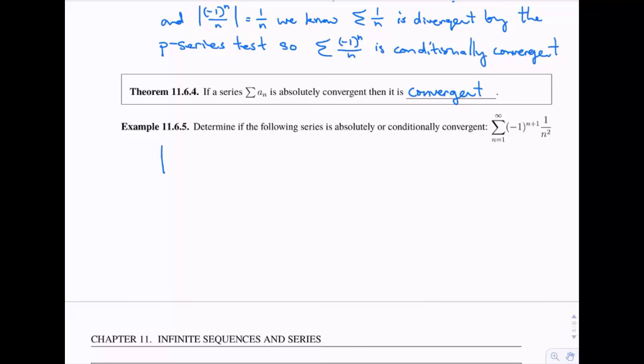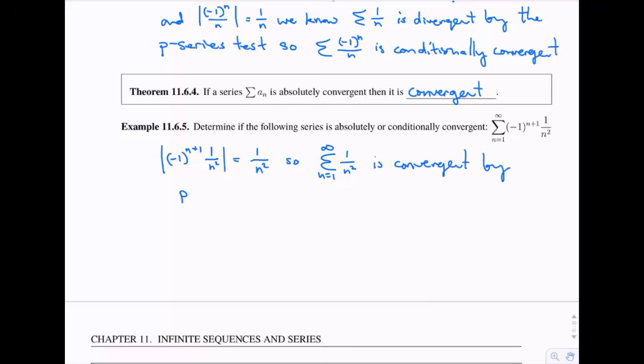All right, let's do this example here. Determine if the following series is absolutely or conditionally convergent. Let's look at the absolute value of our terms. The negative 1s, as they alternate back and forth, would always just be positive. So essentially I have 1 over n squared. Remember, n is a natural number, so that's positive. What do you think about this? Does the sum of 1 over n squared from n equals 1 to infinity converge? Yes, absolutely. So it is convergent.